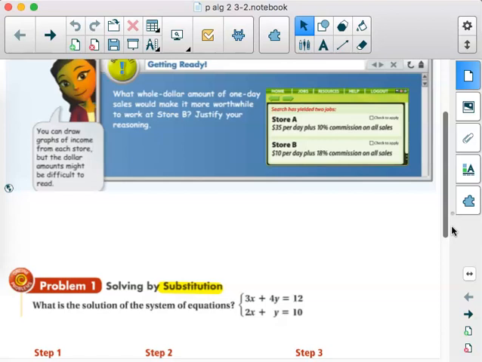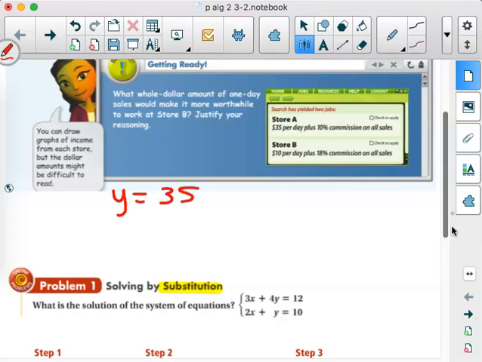So I started thinking, for store A, their income comes from $35 plus 10% commission on the sales. Well, I don't know what the sales are, but I know they're going to make 10% off of it, and 10% as a decimal is 0.10. X will be my sales. So this would be store A.